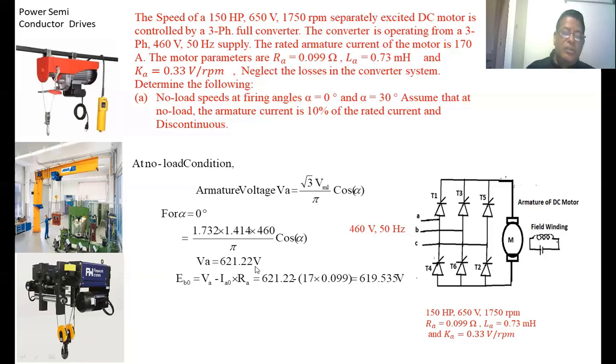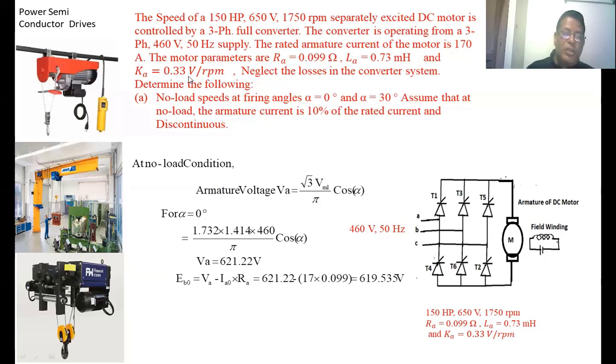Now in this case, you have to calculate the back EMF. If you apply KVL, the back EMF at no load is equal to the armature voltage minus the armature resistance drop. So already you have taken this voltage 621.22 minus the armature current. It is given in the problem that 10% of rated current, and the rated current is 170 amperes, so 10% means 17 amperes, times the armature resistance. If you solve this, you are getting 619.535 volts.